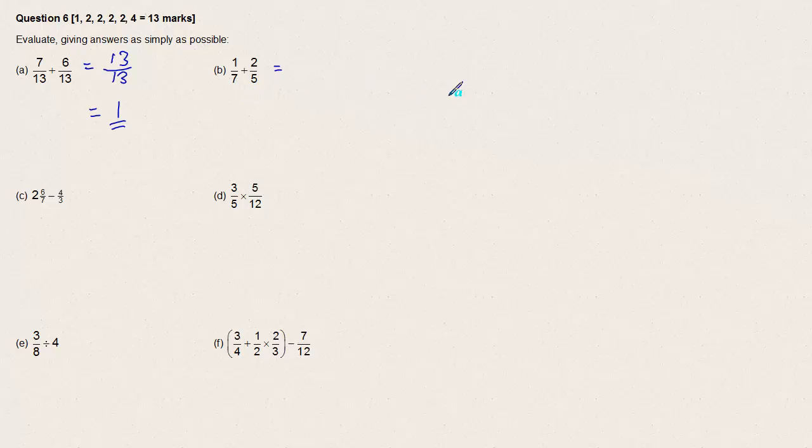Different denominators here. For 7 and 5, the best common denominator we can give is the lowest common multiple of the two numbers, which is 35. We had to multiply the 7 by 5, so we do the same to this 1. We had to multiply the 5 by 7 to get 35, so do the same to the 2. It becomes 14, and then that's 19 over 35, and we can't cancel that down at all.